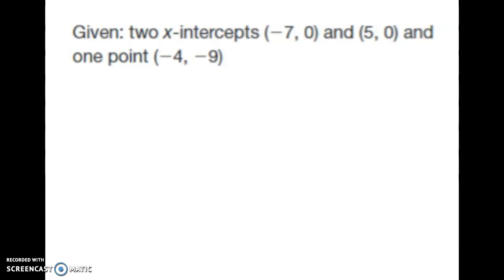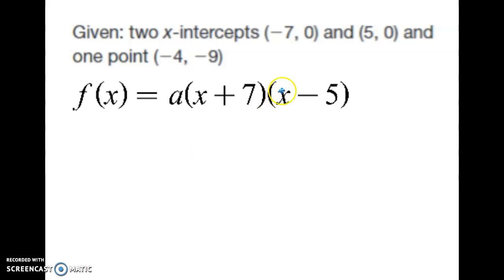So when you start off with this problem, we have to write at first in factored form rather than vertex form. Let's try that. So if you know your x-intercepts, you would know it would be x minus a -7, which turns into x plus 7, and x minus 5. We still have to find that a value, and that's again where that other point comes into play. This is your x value of your point, so -4 is going to be inserted or substituted in for x in every case, and -9 is your y value or your f of x value.